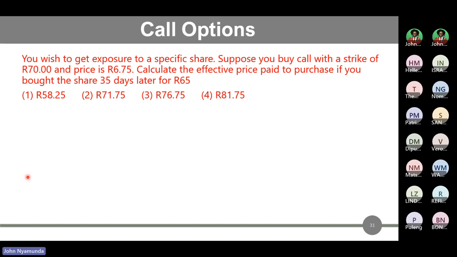Okay, ladies and gentlemen, this one is yours. You wish to get exposure to a specific share. Suppose you buy a call with a strike of 70 and the price is 6.75. Calculate the effective price paid to purchase if you bought the share. Oh, now Tembisa is running away from us. Bought the share price 35.